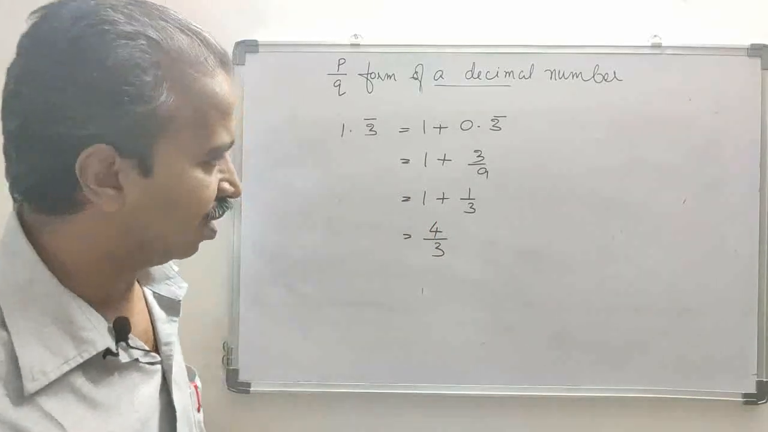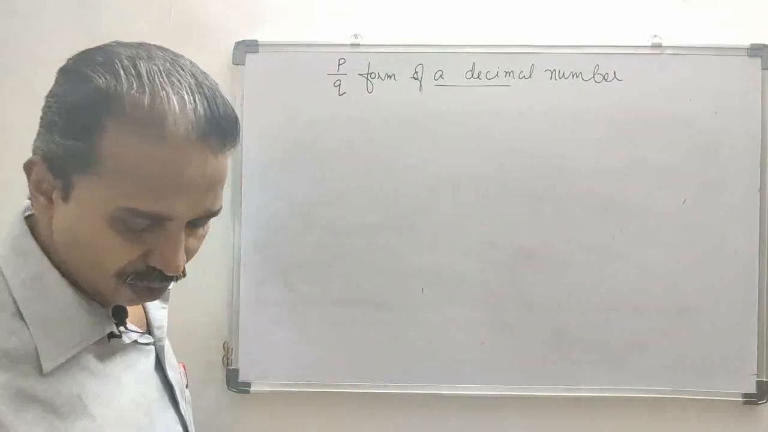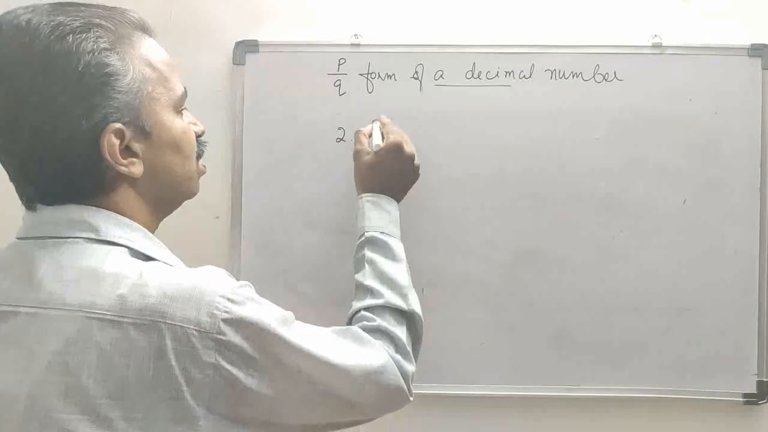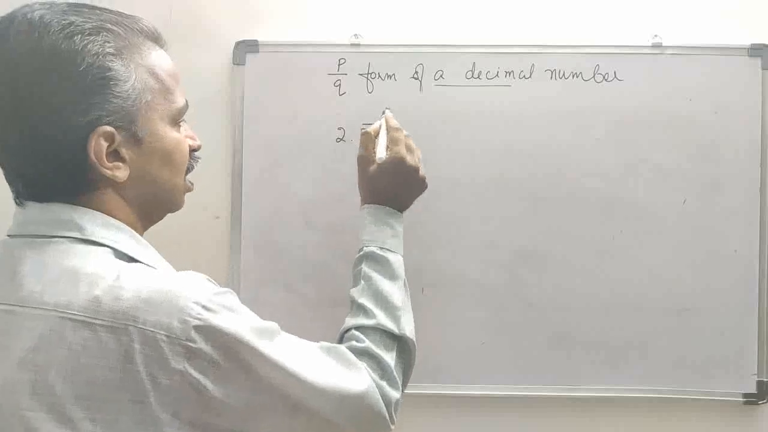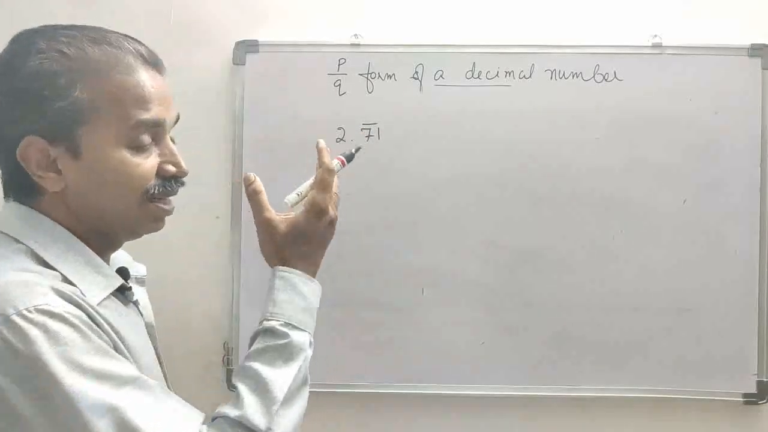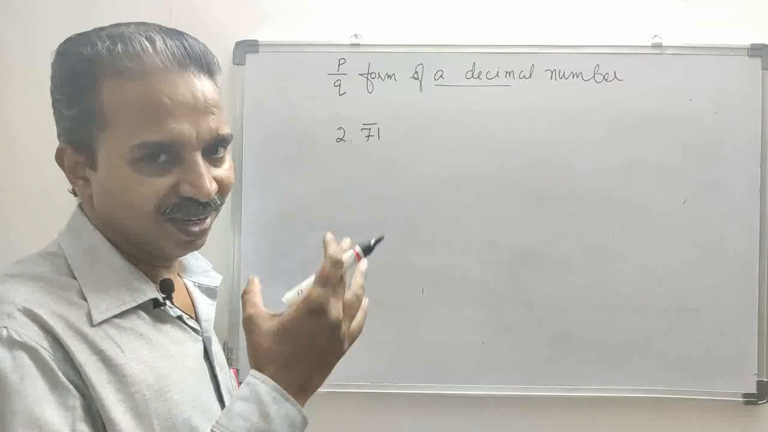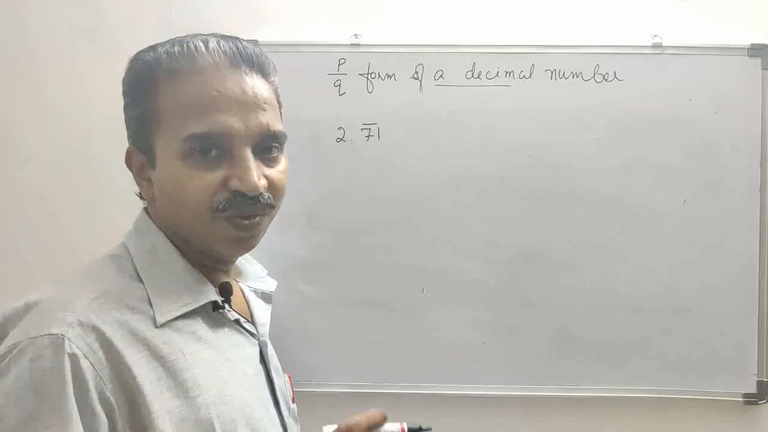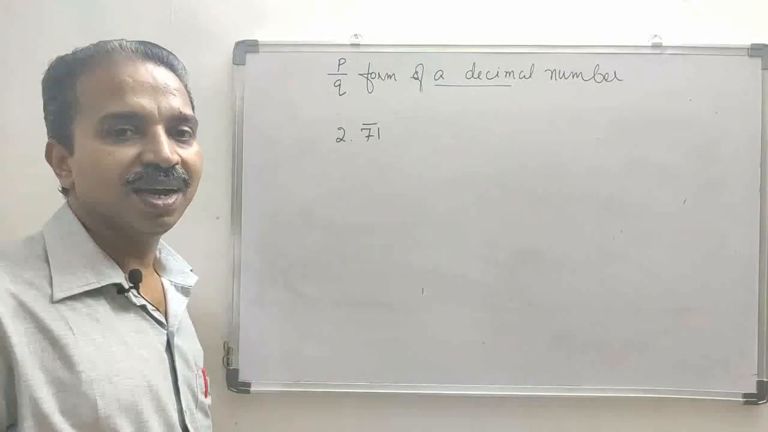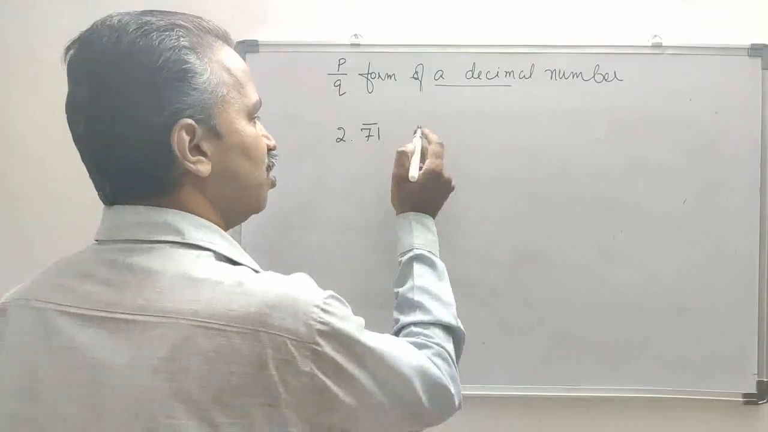I will show you one more example. Let us take the number 2.71 bar. Shall we go for the alternate method? In the direct method, what you have to do? x is equal to 2.7171, etc. Then multiply both sides of the equation by 100 and proceed. So the second method I am going to show.